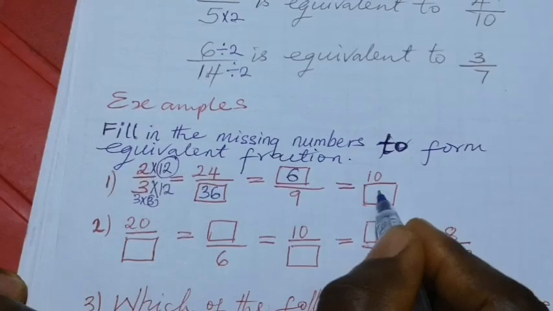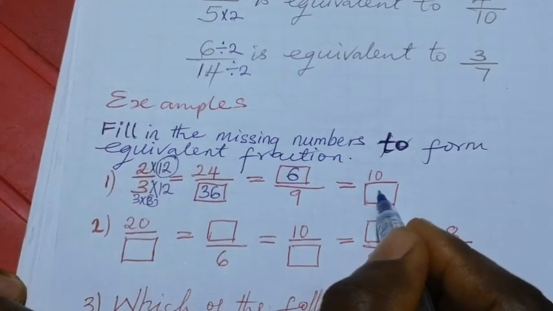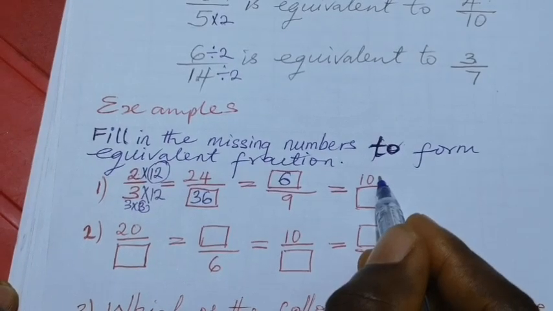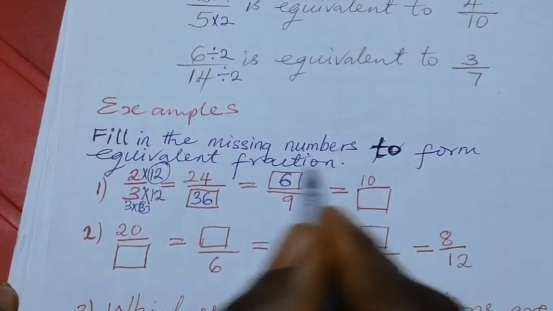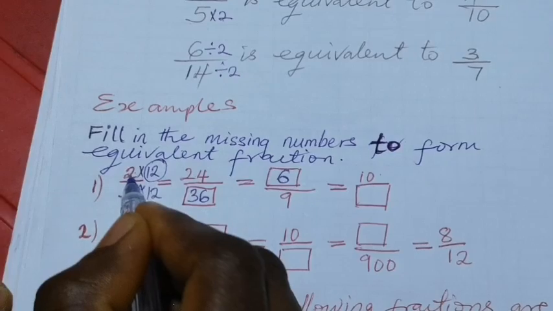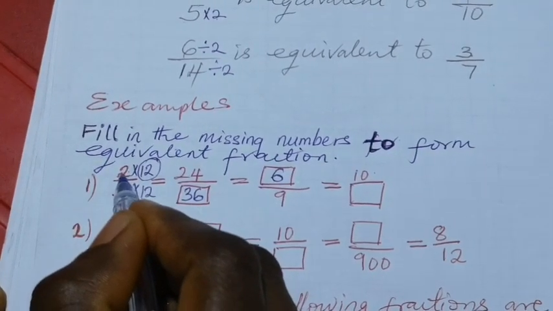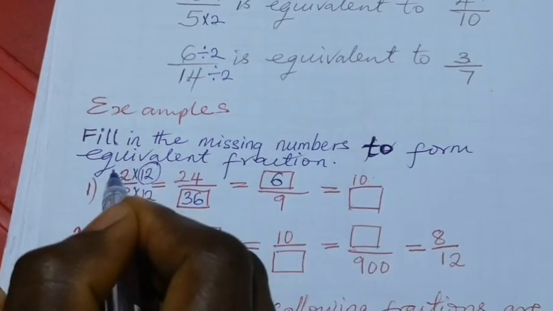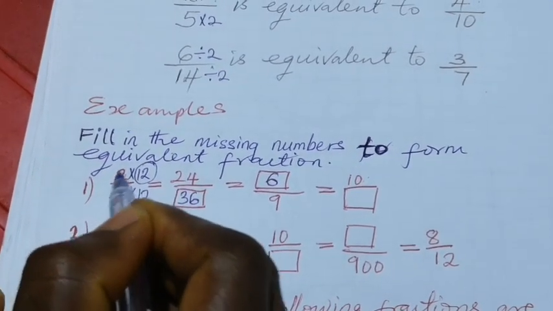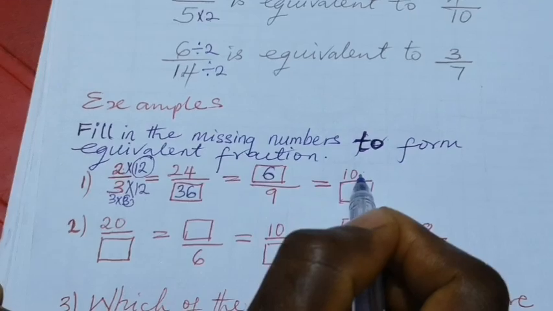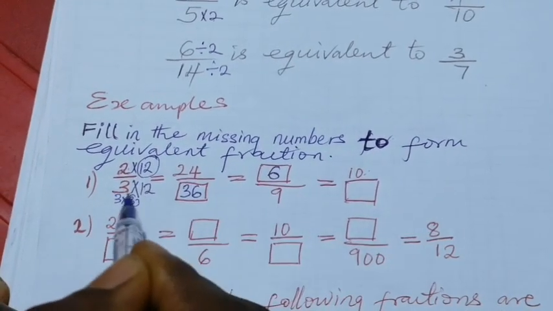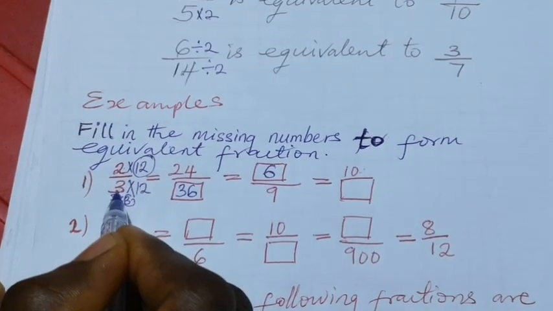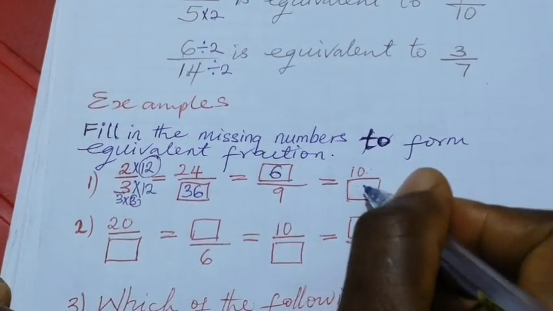Okay, let me come to this side. Here, it is the numerator that is given. So I will come to the numerator here and ask myself, 2 times what will give me 10? Now, 2 times 5 is 10. I will use the same 5 and multiply the denominator of this fraction, so that 3 times 5 will give 15.